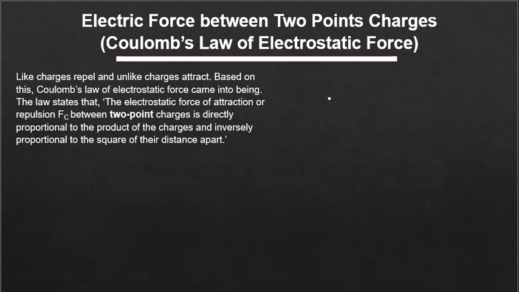So the law states that the electrostatic force of attraction or repulsion, call it Fc, between 2 point charges is directly proportional to the product of the charges and inversely proportional to the square of their distance apart. So this is what this law is simply talking about. So I'm going to split this law into two forms and then combine them together to form a singular mathematical expression.